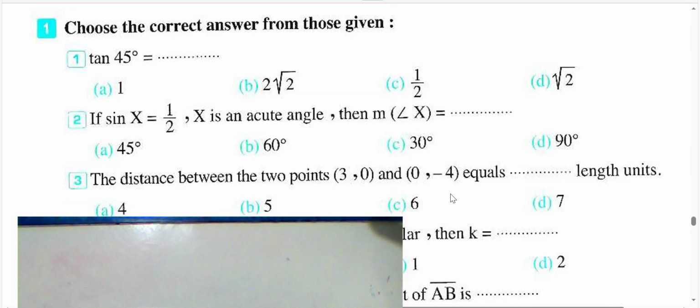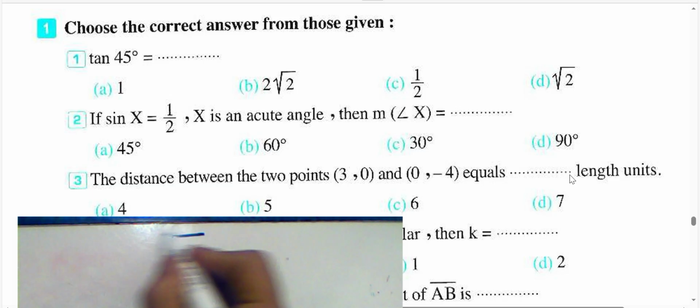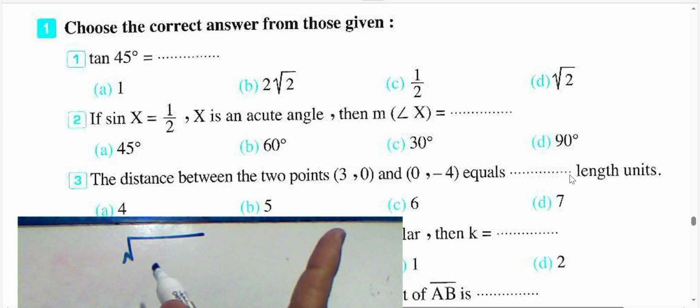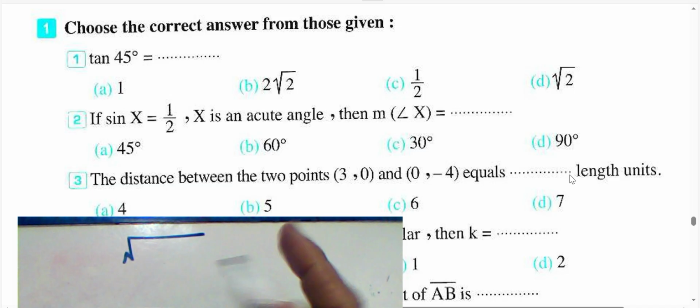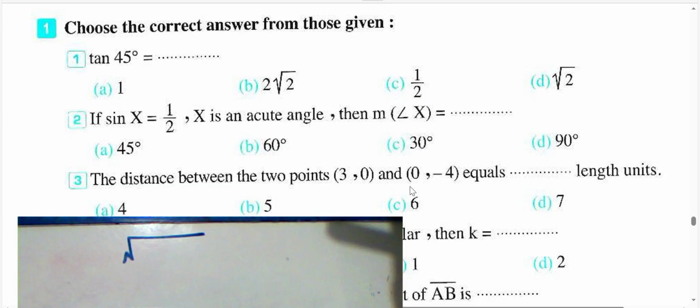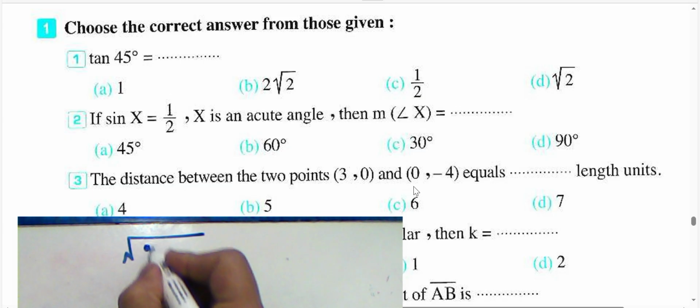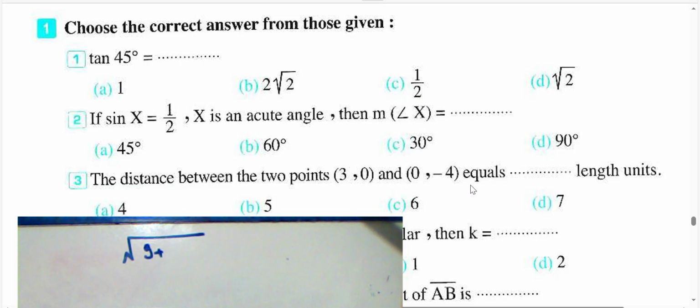The distance between 2 points equals. We can find the distance between 2 points by the rule: square root of (x2 minus x1) power 2 plus (y2 minus y1) power 2. 3 minus 0 equals 3. 3 power 2 is 9. 0 minus negative 4 is 4. 4 power 2 equals 16.